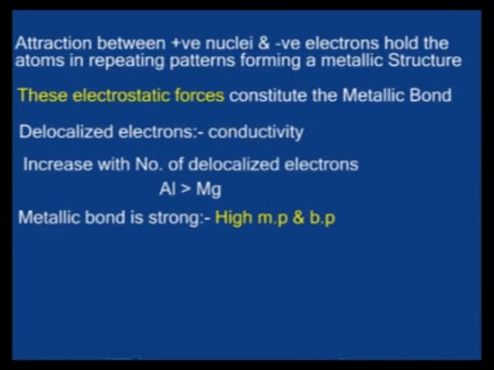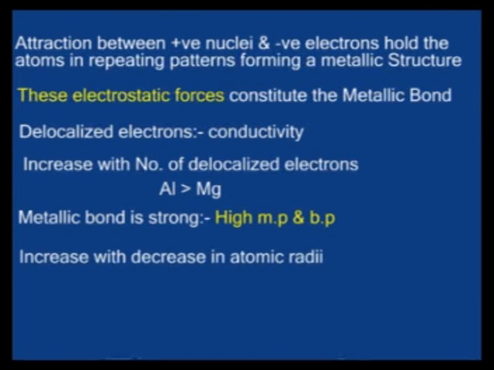Now, the conductivity in metals increases with increase in the number of delocalized electrons. Thus, aluminium with 3 electrons per atom is a better conductor than magnesium, which has 2 delocalized electrons per atom. The metallic bond is a strong one, making metals have very high melting and boiling points.